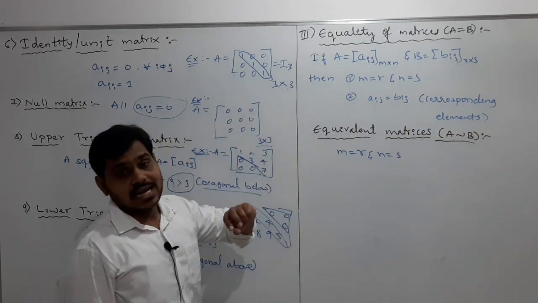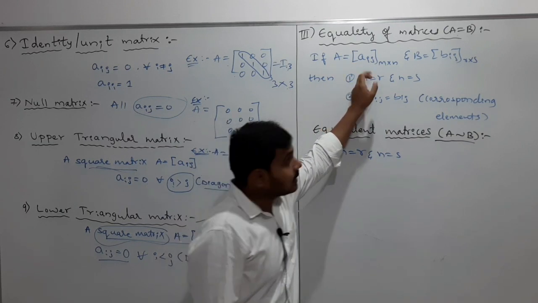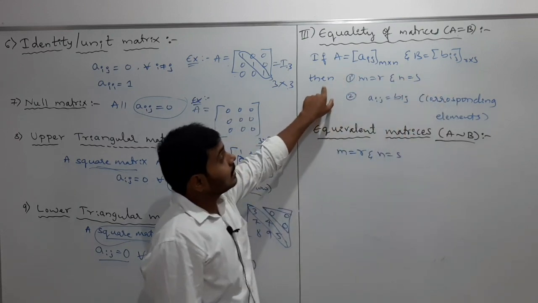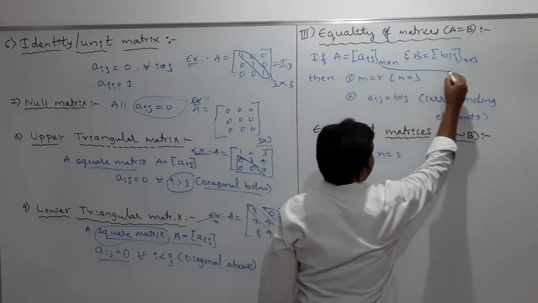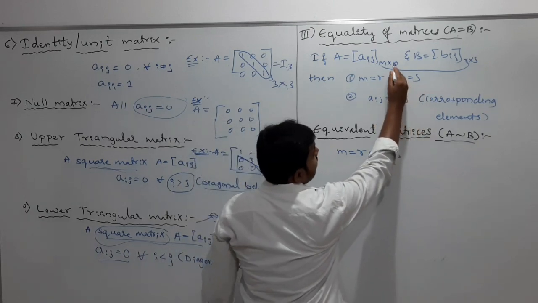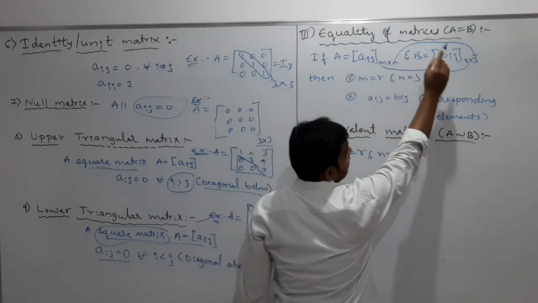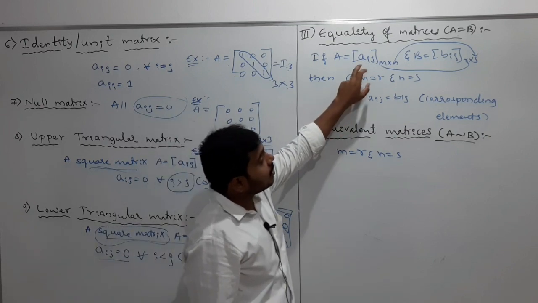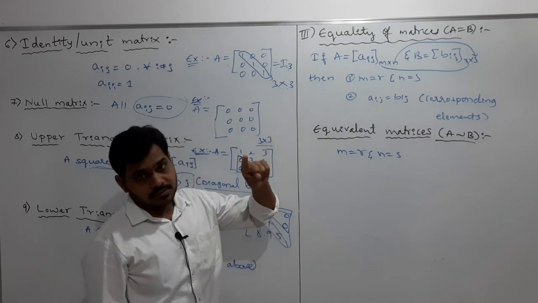When we have a matrix A equals Aij of the order m cross n and another matrix B equals Bij of the order r cross s, then m equals r, which means the number of rows in both matrices should be the same, and n equals s, which means the number of columns in both matrices must be the same. The number of rows should be the same and the number of columns should be the same.